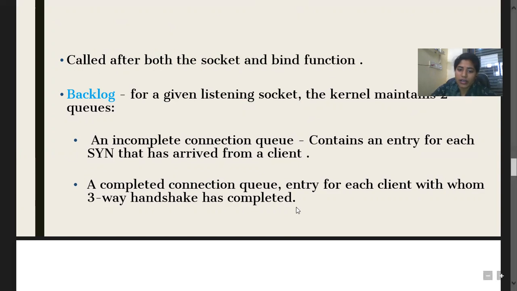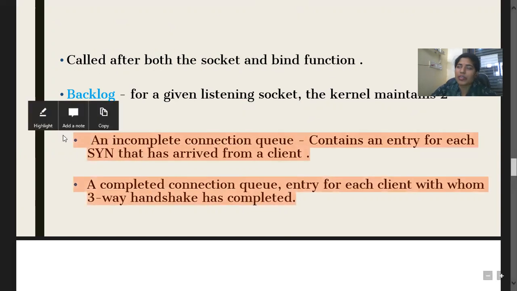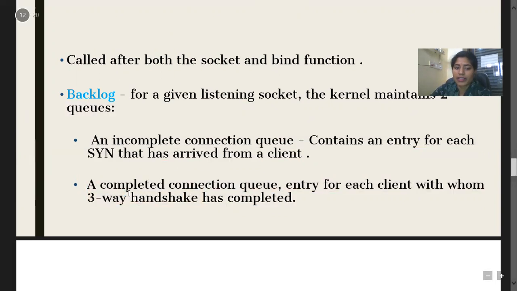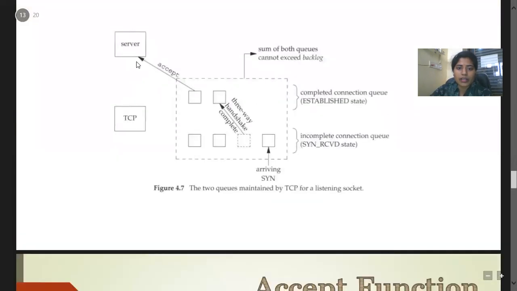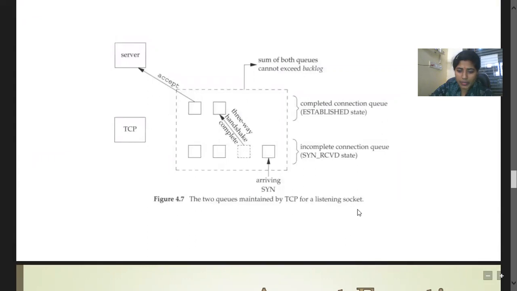The three-way handshake is basically used for the connection establishment of TCP/IP connections. With the help of the three-way handshake, here you can see the TCP server and clients. This is basically the two queues maintained by TCP for a listening socket.